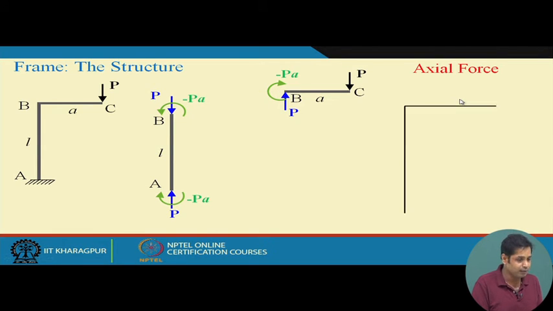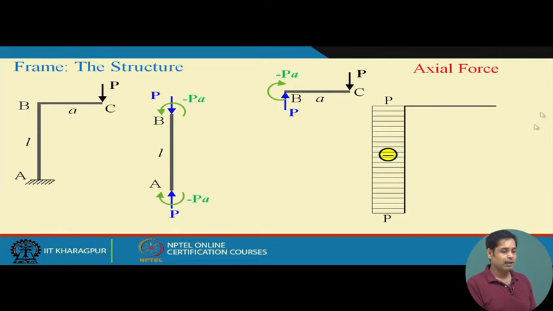Let us draw the axial force diagram. What would be the axial force for BC? There is no axial force for BC. And what is the axial force for AB? Axial force for AB is P, and it is compressive, so this is negative sign. So, this is the axial force diagram for the entire frame.